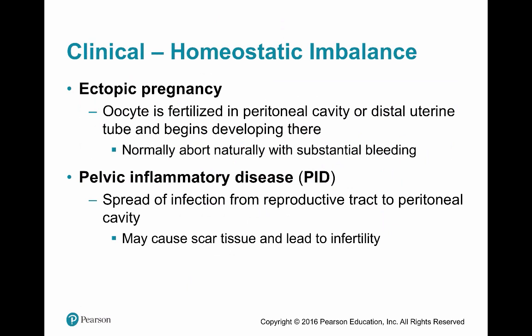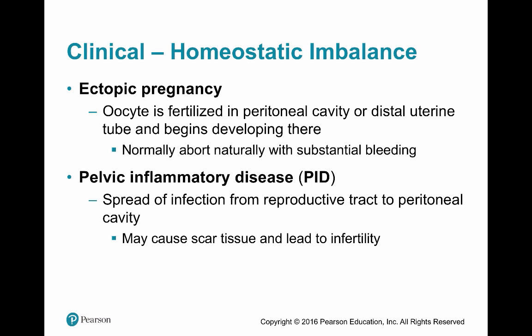Now, there are some homeostatic imbalances associated with the uterine tube. First of all, there's an ectopic pregnancy. And so this is when the oocyte is fertilized in the peritoneal cavity or that distal uterine tube and begins developing there. Normally it aborts naturally with substantial bleeding, and it's a lot of pain. And if it doesn't terminate naturally, there is a surgery that has to happen. This can kill you, just to let you know. So it's not something that you want to happen.